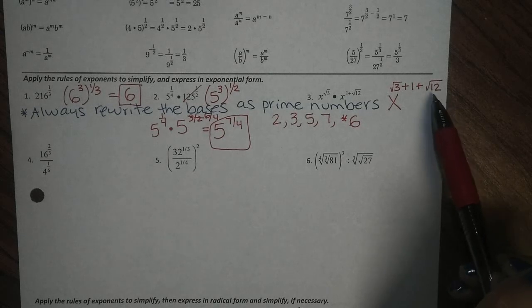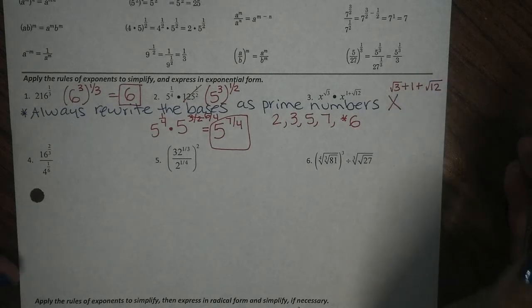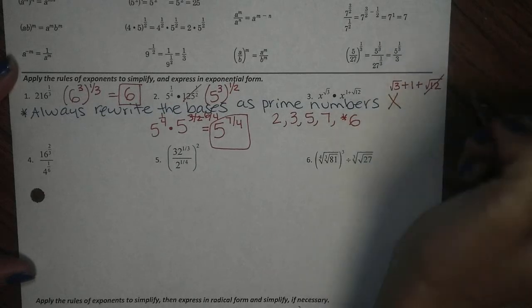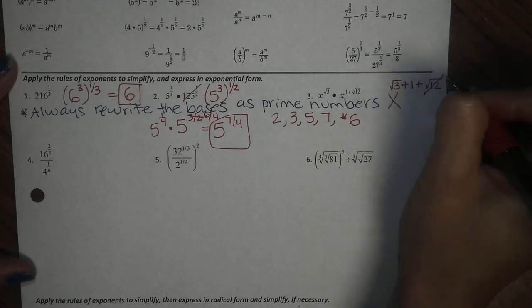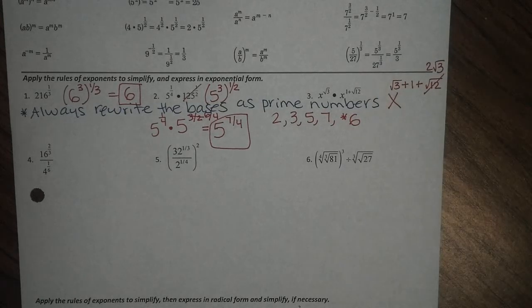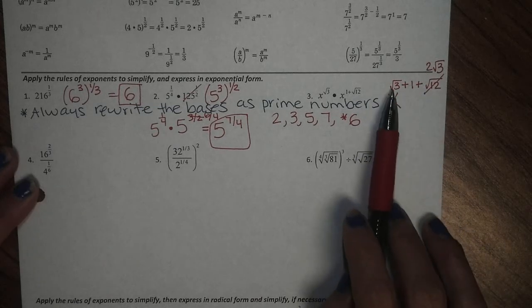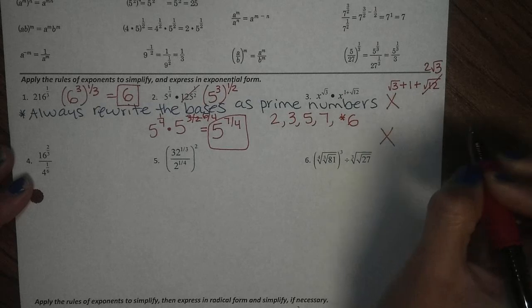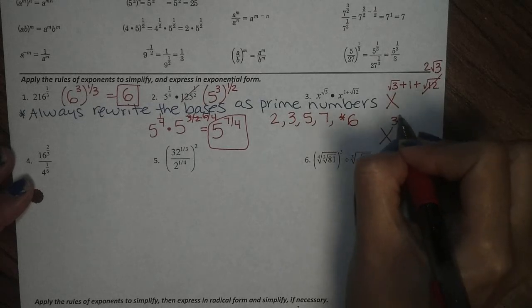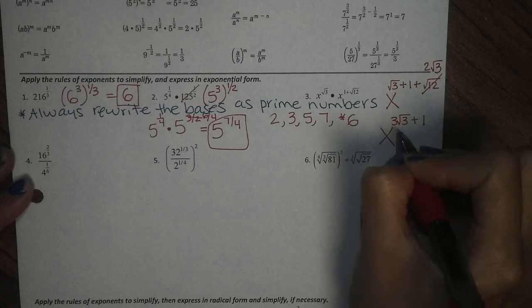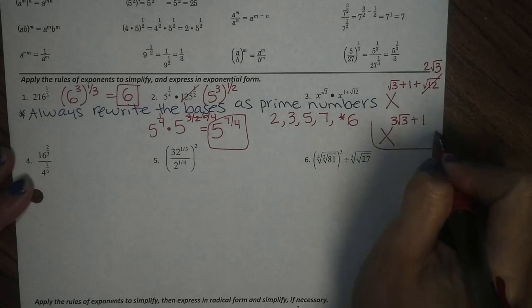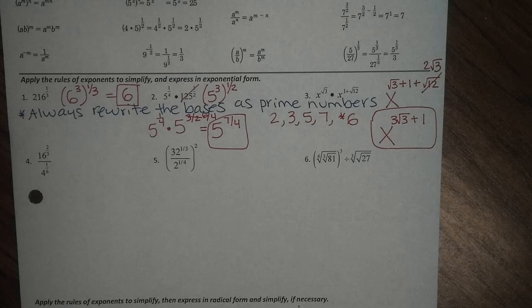So let's simplify the square root of 12 and then see if I can combine it with the square root of 3. Let me rewrite the square root of 12 as the square root of 4 times 3, so 2 root 3. So the square root of 12 became 2 square root of 3. And now I see that I can go ahead and add the 2 square root of 3 plus the 1 square root of 3. So the final answer should be x raised to the 3 square root of 3 plus 1. The order doesn't matter. It looks like that. So let's keep working these.